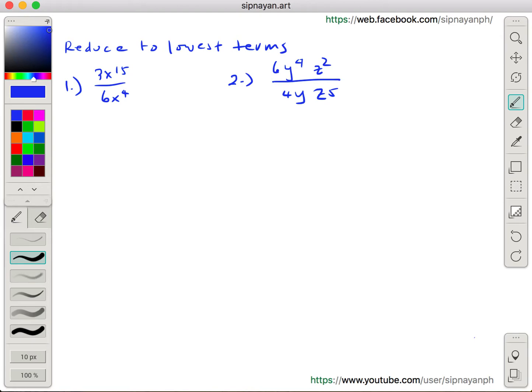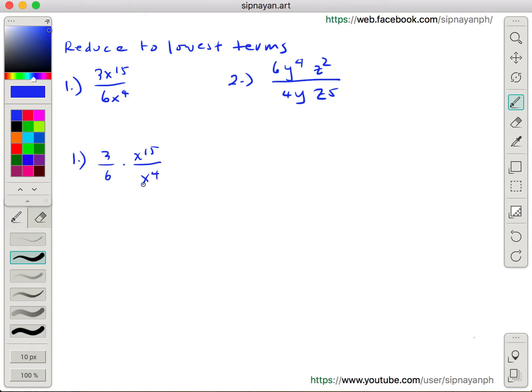So here we have 3x to the 15th over 6x to the 4th, and then we have 6y to the 4th z squared over 4y z to the 5th. Iba't ibang klase yung strategy na ginagawa dito. Ang unang gagawin natin ay yung tinatawag natin na law of exponent. Pag numbers, pwede natin siyang ihiwalay, yung 3 over 6 times x to the 15th over x to the 4th.